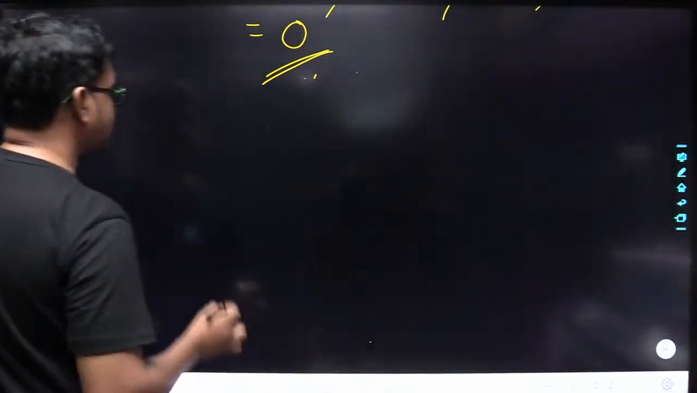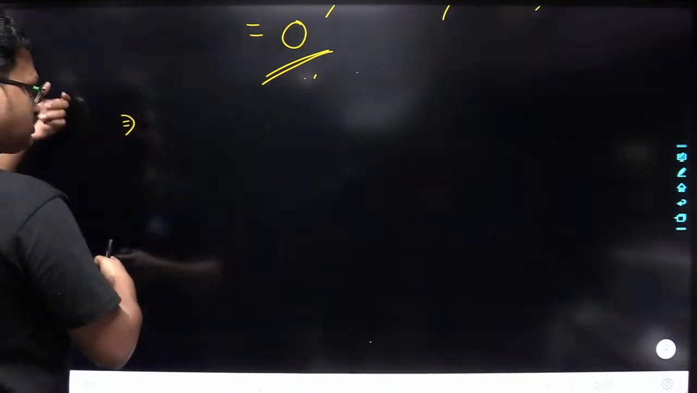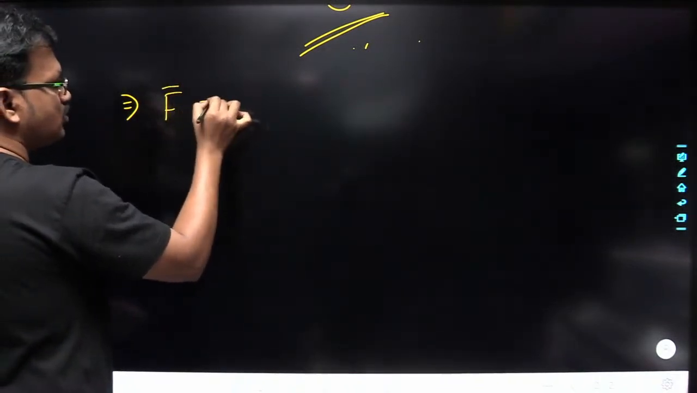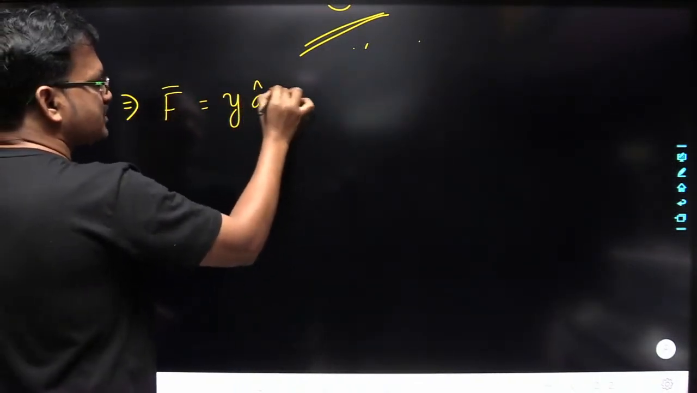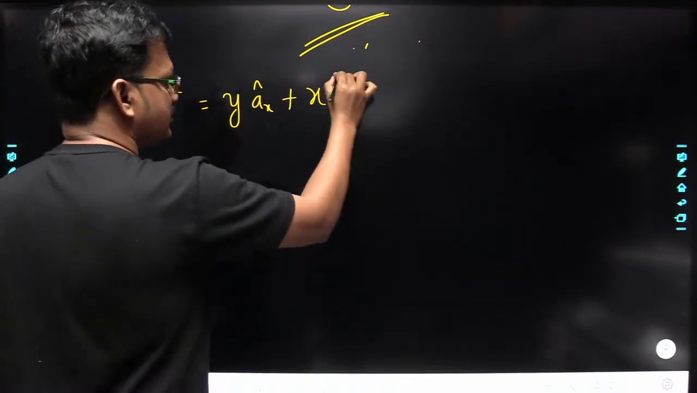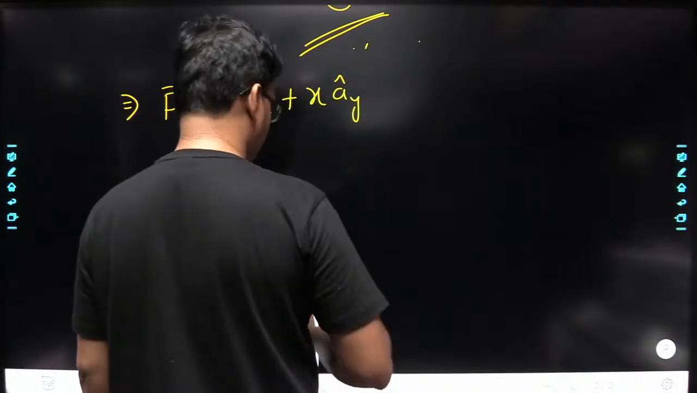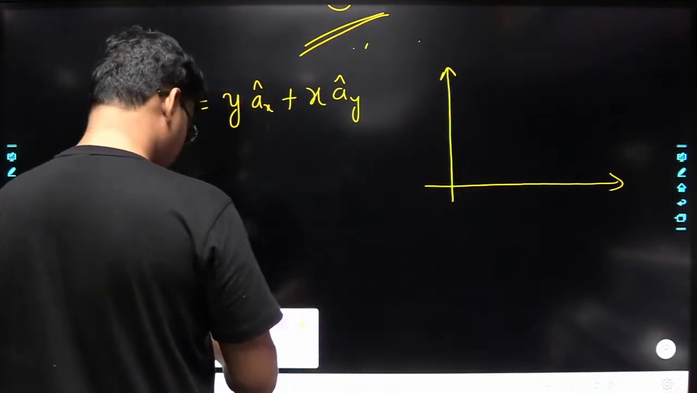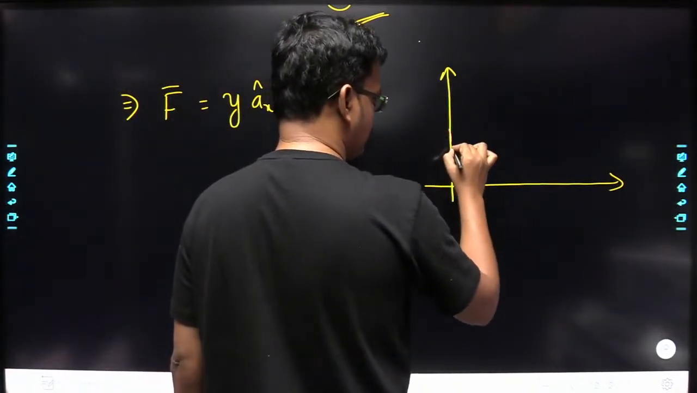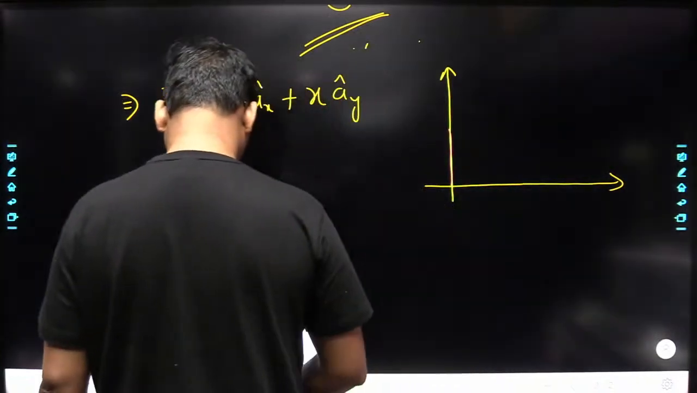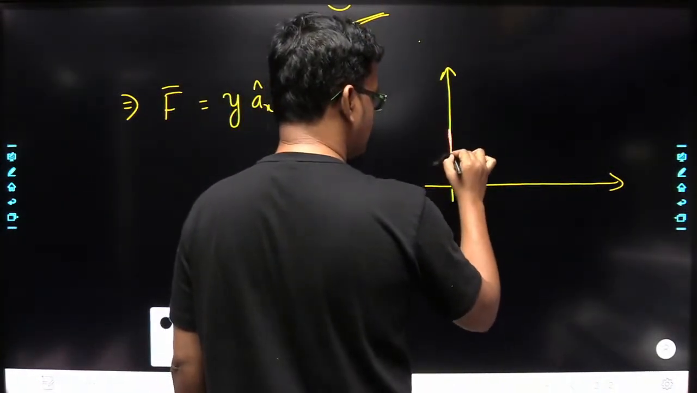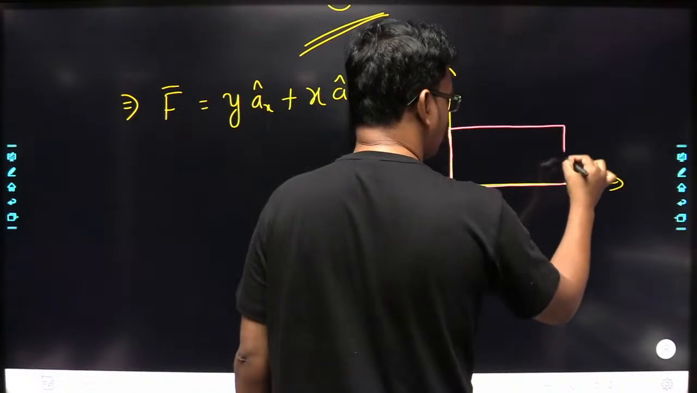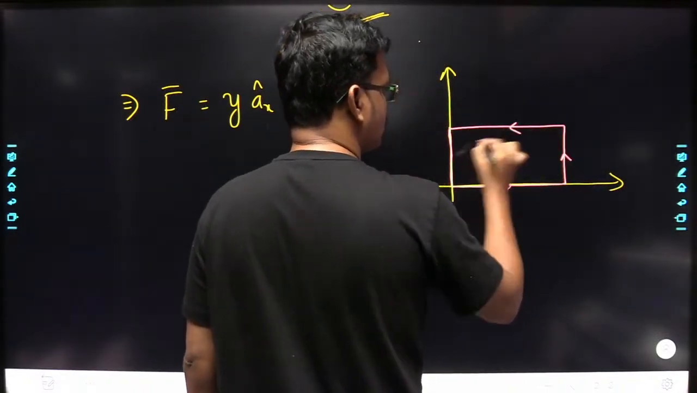Now I will give one more problem here. You have to tell the answer for this question. If I give the vector field F bar equal to y ax cap plus x ay cap, then determine the circulation of the vector field around the same loop. Whatever loop I have given previously, you can consider the same loop.